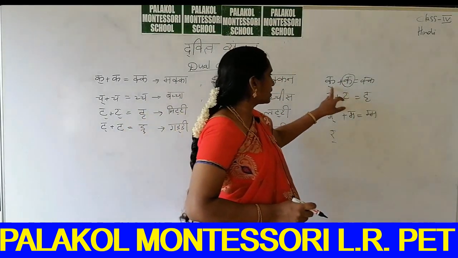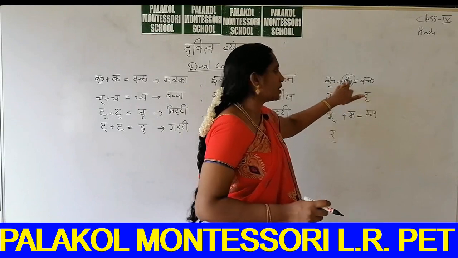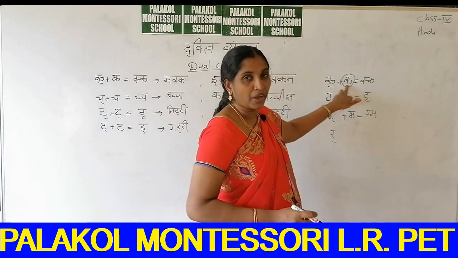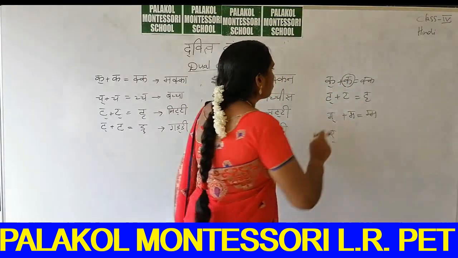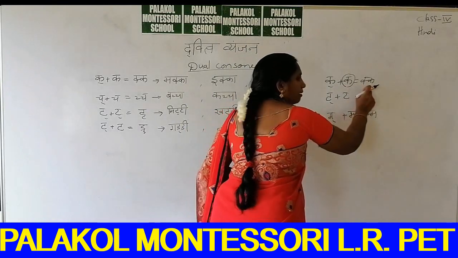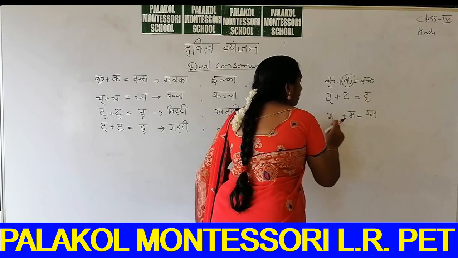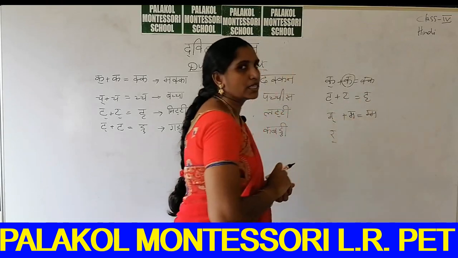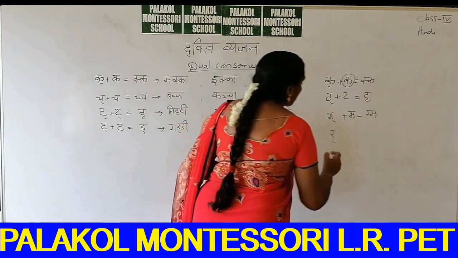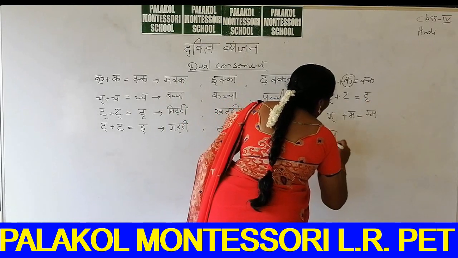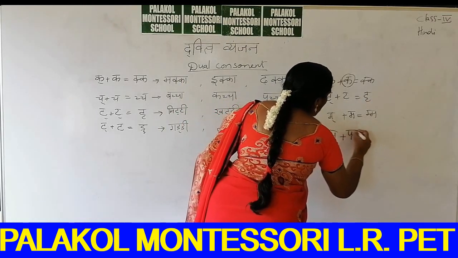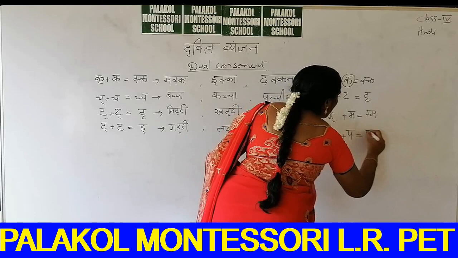You have to keep your trust in this base letter. Just see: ka plus ka is equal to kka, ta plus ta is equal to tta, ka plus ma is equal to mma, like that only. Pa plus pa is equal to ppa. Halant plus pa is equal to ppa.